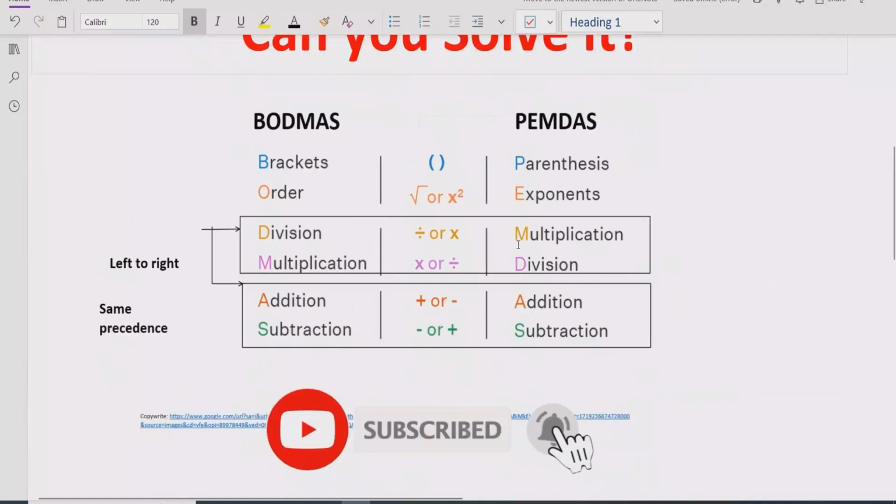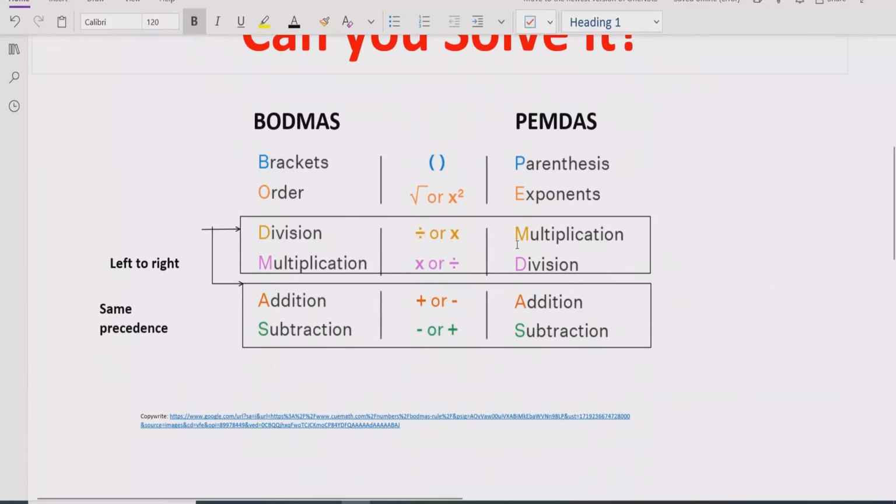Now let's talk about the rules which we can follow to solve the given expression. Here we will discuss two rules, BODMAS and PEMDAS. These rules we will apply to solve any arithmetic expression.